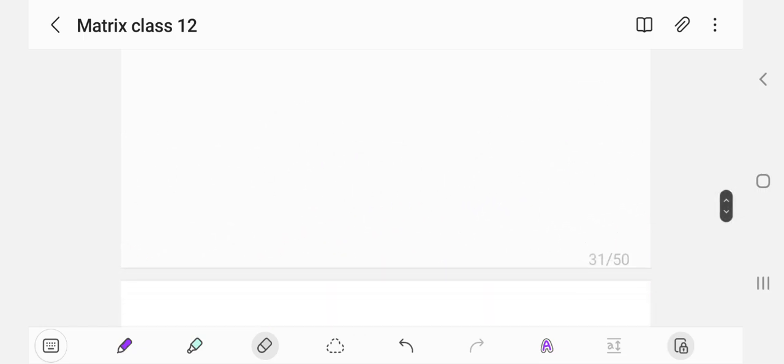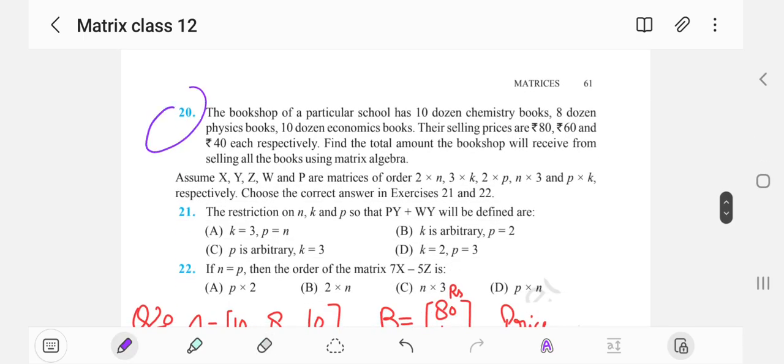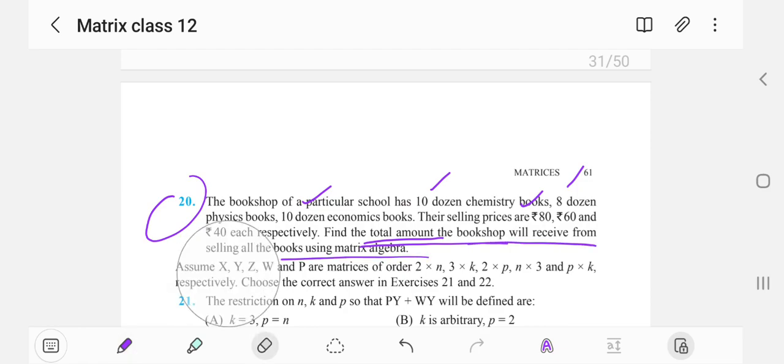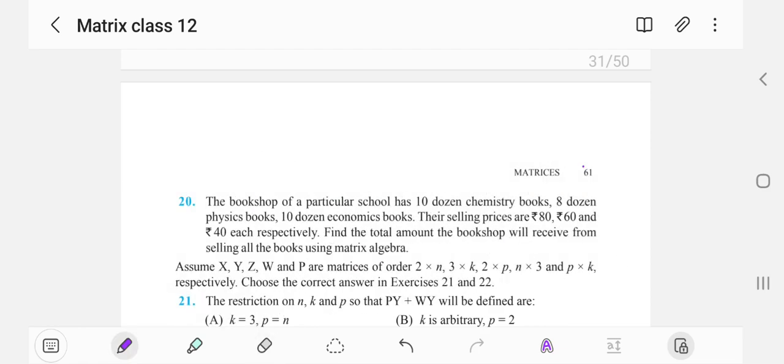I hope you have understood this question. Let's move to question number 20. Now what does question number 20 say? It says that in a bookshop of a particular school, there are 10 dozen chemistry books, 8 dozen physics books, and 10 dozen economics books. Also the price is given for each and every book. We have to find the total amount that the bookshop will receive from selling all the books, right? After selling all the books, what will be the amount?